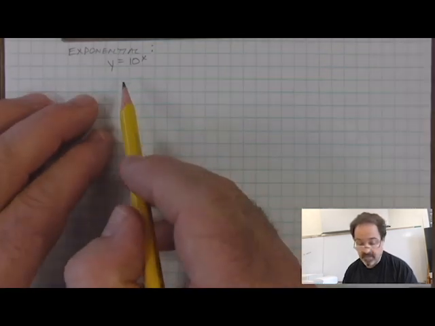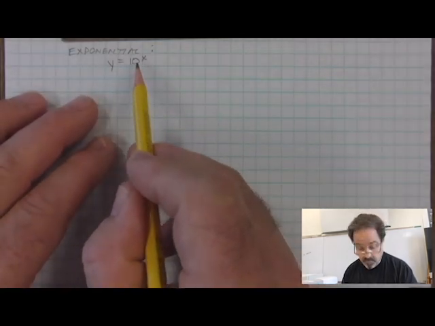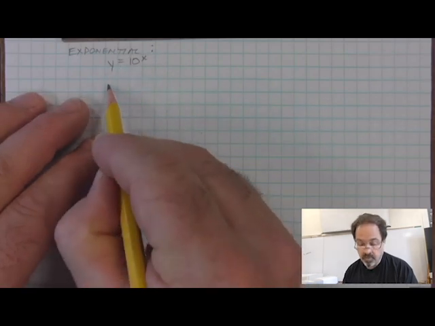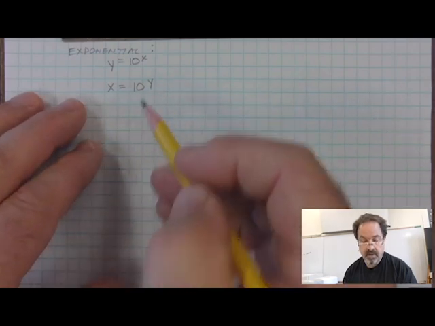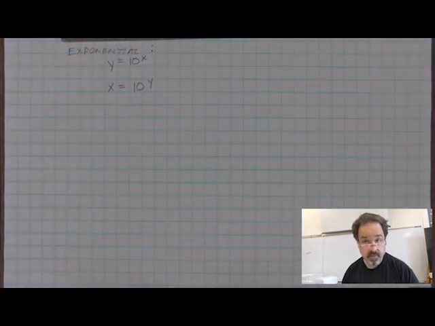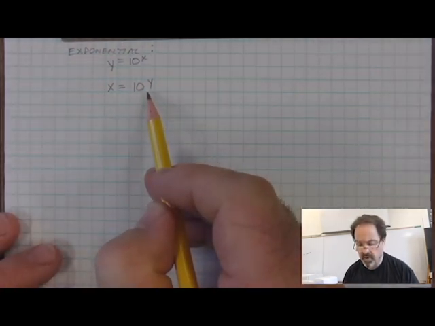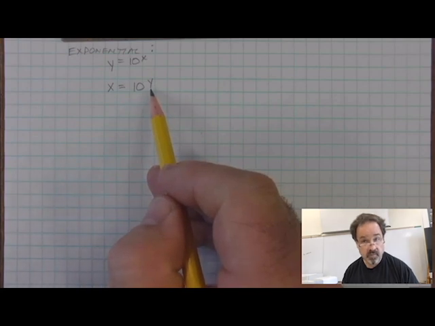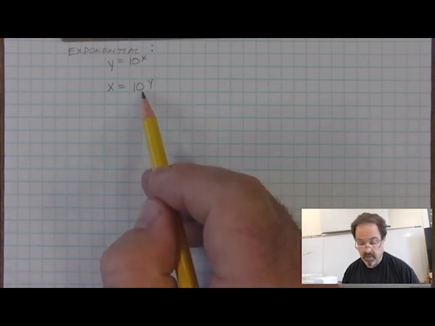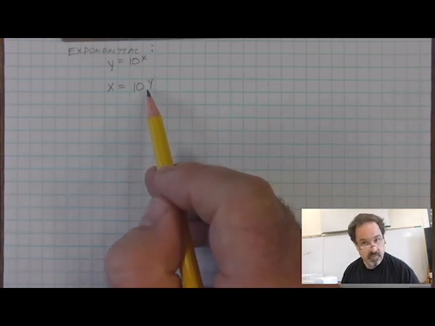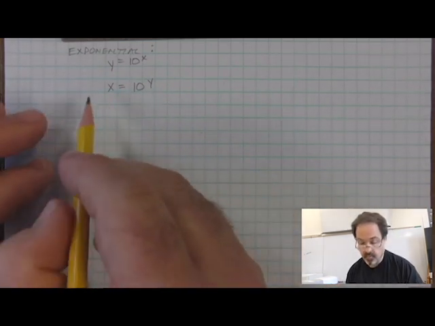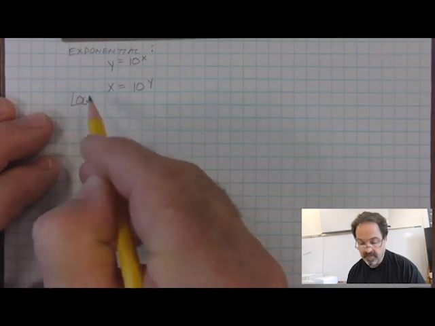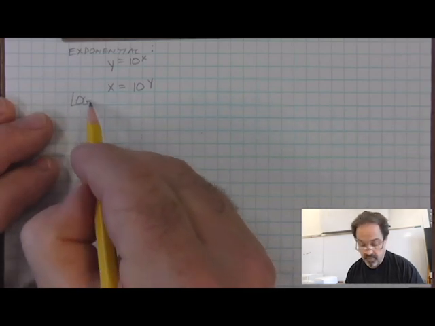So how can we get to the inverse from this equation? We do the familiar switch of the variables and then solve for the new y. How would I get y by itself? I have to undo this power base. What is the inverse of a power base? A log base. And I can show my work by taking the log base 10 of both sides.